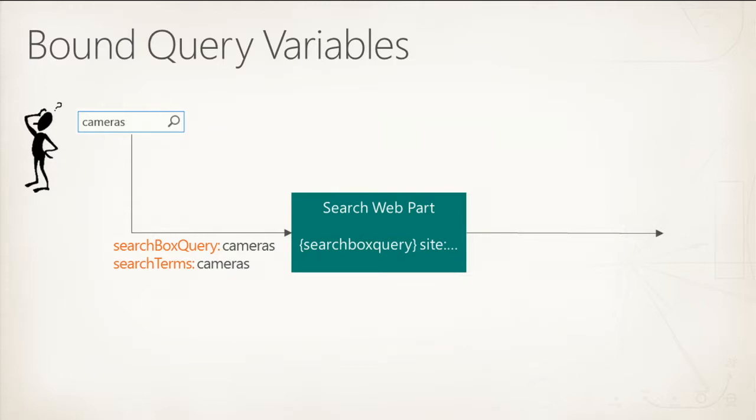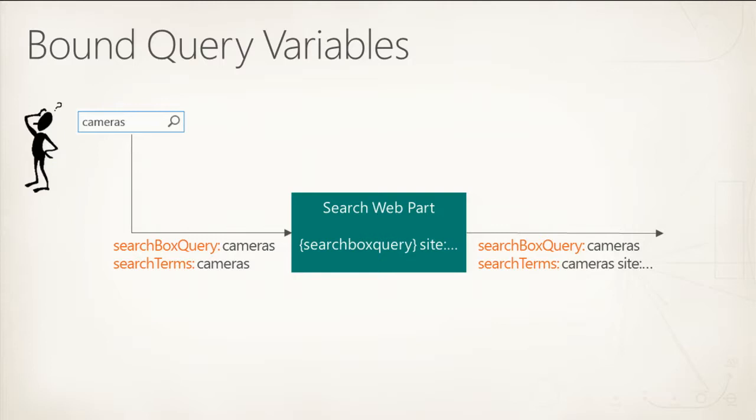And the difference between these is search box query is whatever the user typed in the search box. It does not change. And search terms is whatever the query text is so far after any transforms. Okay? So if the user goes and types cameras, initially both search box query and search terms are going to be cameras. Now we hit the web part. It has a transform. It says replace search terms with whatever's in search box query plus a site restriction. What comes out of this, search box query is still cameras. It's never going to change. It's always what the user typed. Search terms is cameras plus the site restriction. Okay? So that's the first interesting pair.